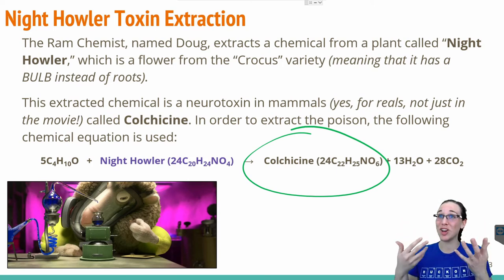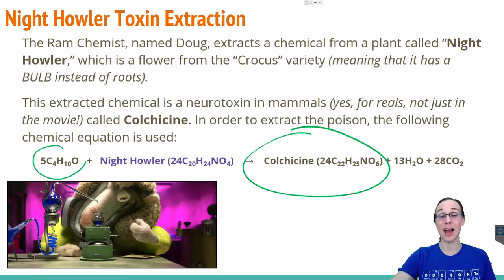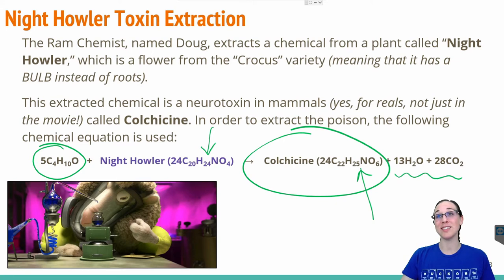Now, I kind of generated this equation from the best of my knowledge by using a chemical called isobutanol, which is a typical chemical used for extractions, the Nighthowler flower chemical equation there. That is the actual chemical equation of the neurotoxin, and I'm assuming that it has some kind of water and CO2 byproduct as well. Whether this equation is 100% accurate, who knows? But it's the best I could come up with, so bear with me.